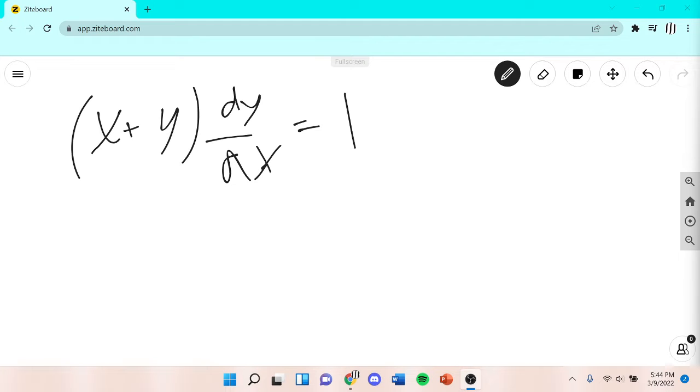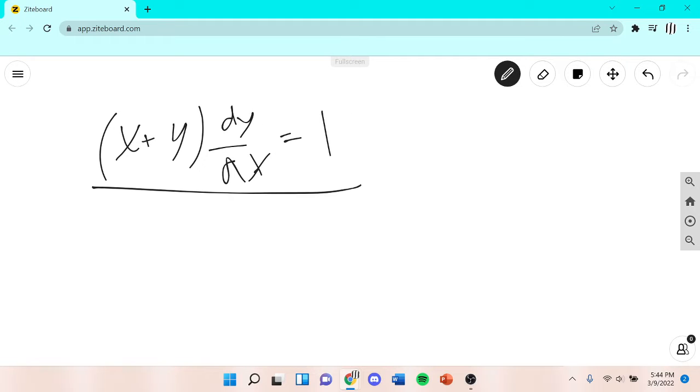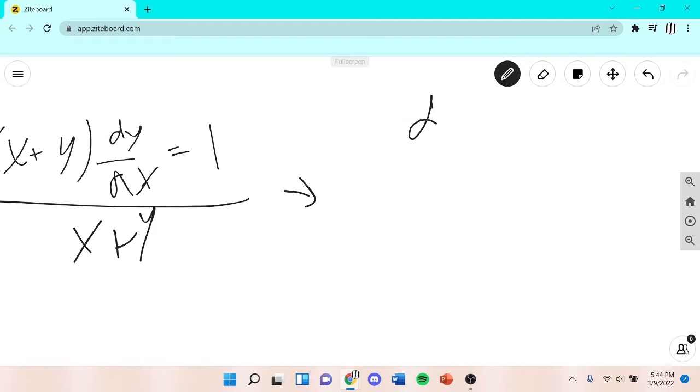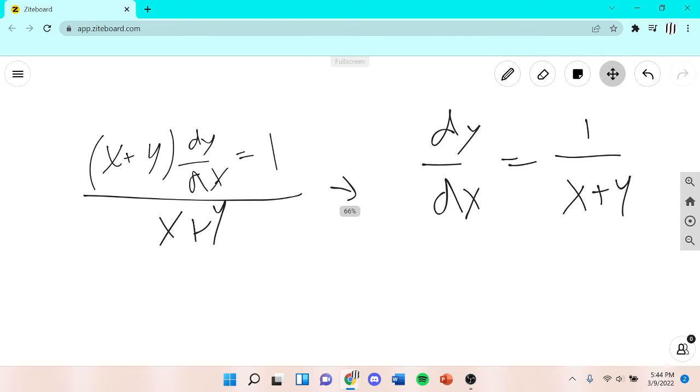So we're going to be doing the composition substitution, one of the substitutions you can do for differential equations, also known as obvious substitution. So what we're going to do is first divide by x plus y on both sides, and isolate so that dy over dx is equal to 1 over x plus y. Of course, we're going to do some substitution.